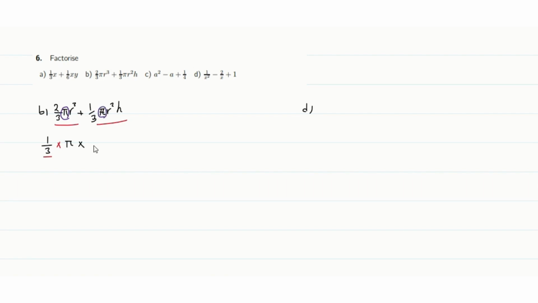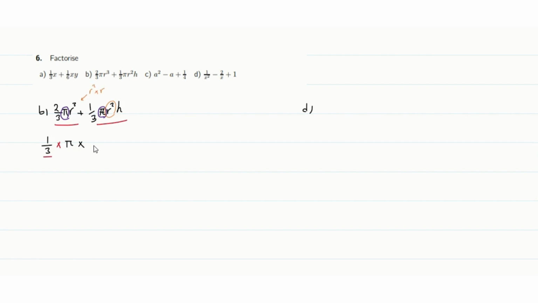What is the third factor that is common in both of them? We have r squared in both of these terms. If you see here, we have r squared in one and r cubed in the other. What is r cubed? R cubed is actually r squared times r.